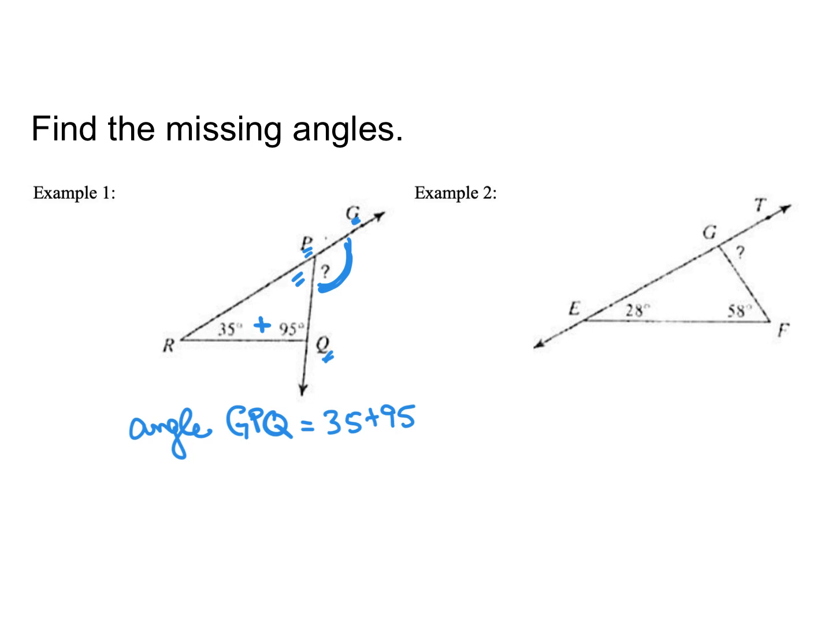35 plus 95 is 130 degrees. So the angle on the outside is 130 degrees. Let's go ahead and prove that.